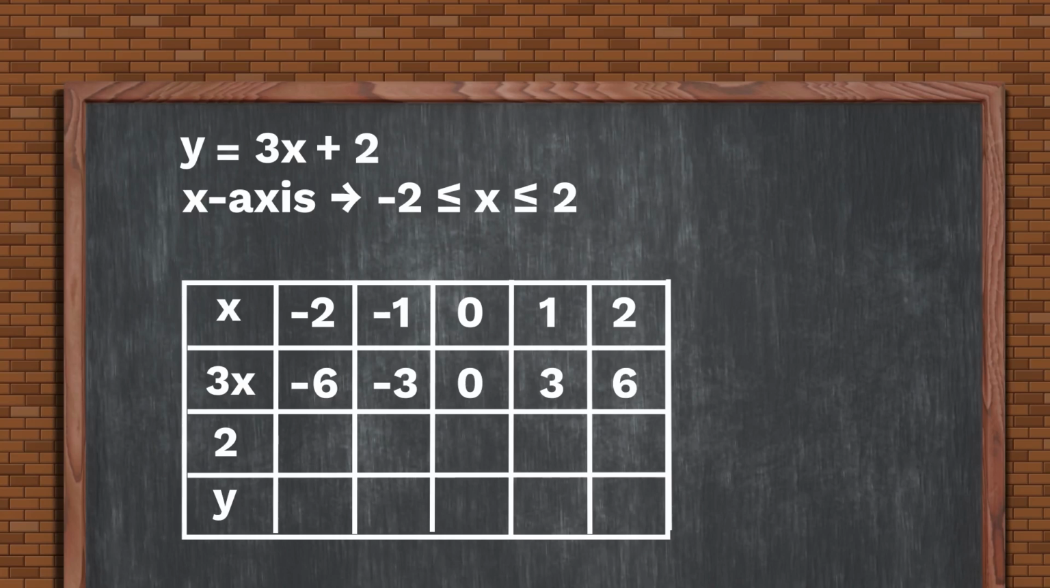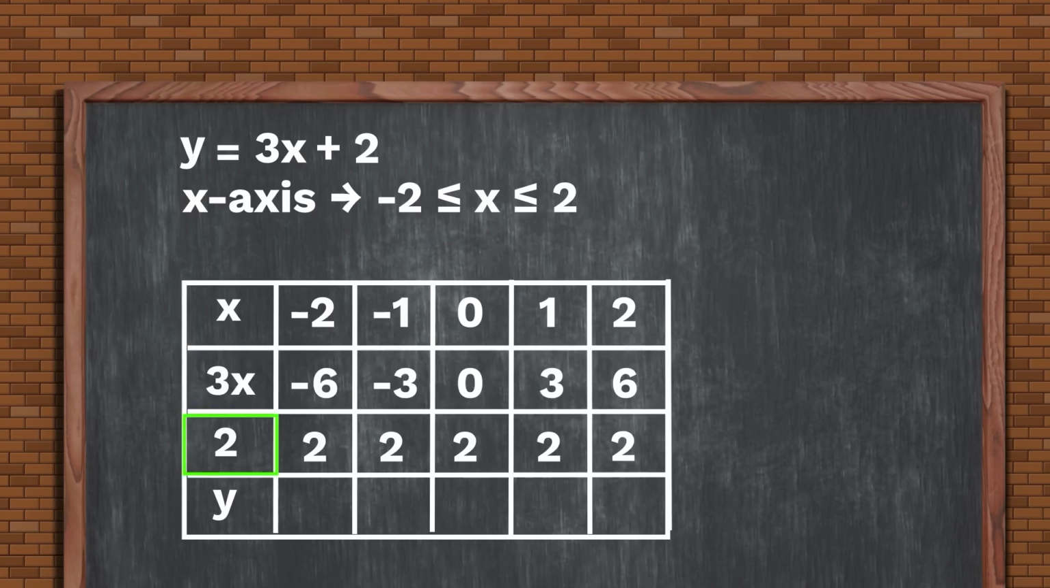To fill the next row, you'll observe that +2 is a constant, so it does not change as x changes. The table can then be filled to get +2 all through, as you can see on the screen. Now, remember that y = 3x + 2. So all we need to do is add row 2 and row 3 because row 2 stands for 3x and row 3 stands for +2.